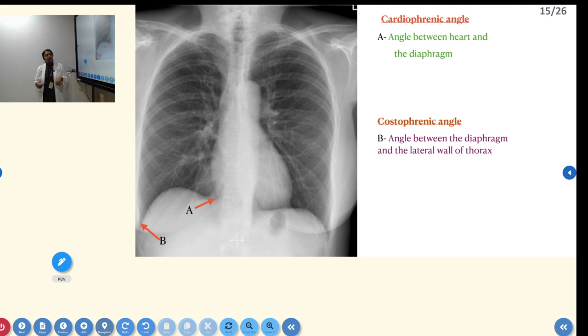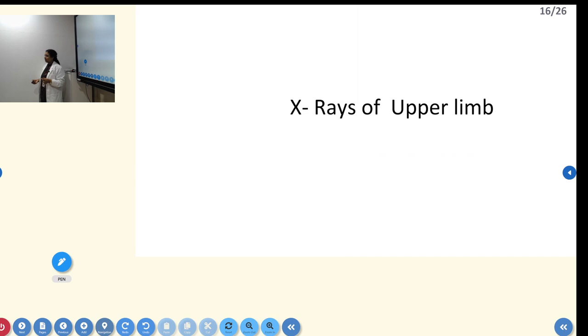Now there are two angles that are formed in relation to the diaphragm. One, A, is the cardiophrenic angle, that is, it lies between the heart and the diaphragm, and another one is formed between the ribs and the diaphragm. That is called the costophrenic angle. Okay, so there are right and left cardiophrenic angles and right and left costophrenic angles. Okay, so that finishes the x-ray of thorax. Now we are moving on to the x-ray of upper limb.